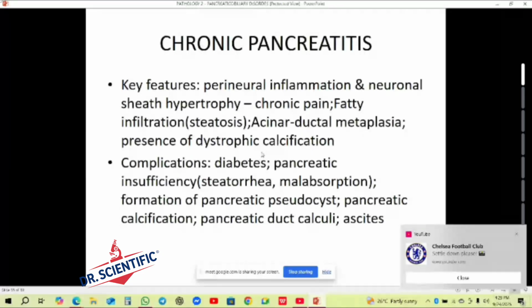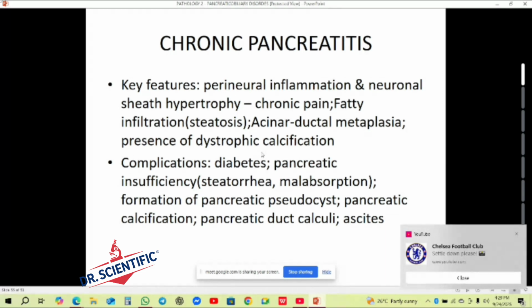Fatty infiltration, you have steatosis, acinoductal metaplasia. You know what metaplasia is? The epithelium will be changing. There will be metaplasia, and the presence of dystrophic calcification. So there is likely to be some calcification within the pancreas itself in chronic pancreatitis.